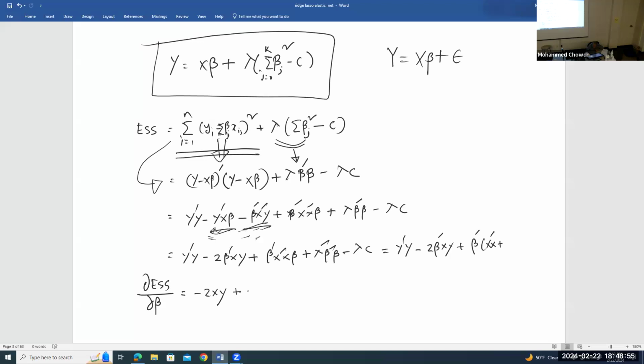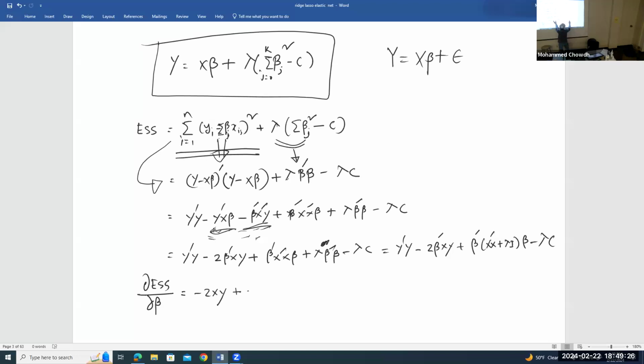Plus, how did I get lambda prime? This should not be lambda prime. This is just the lambda, and this is just the lambda I, and then here is the beta minus lambda C. So take a look at that. These two are the same.